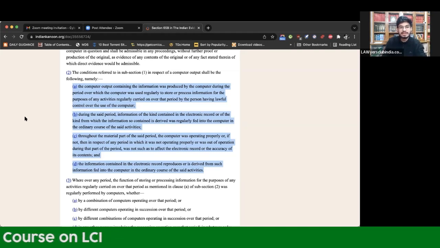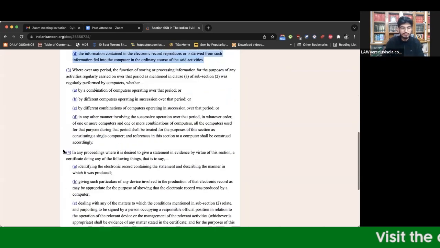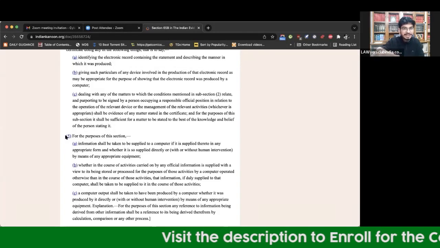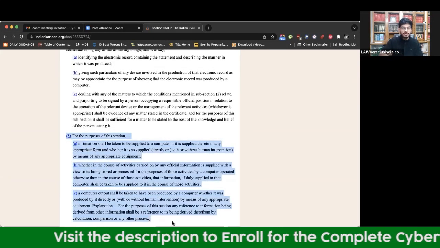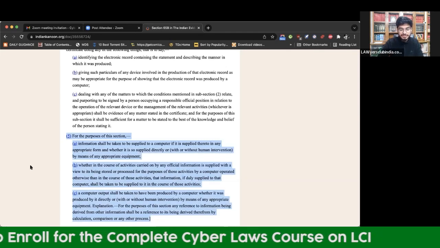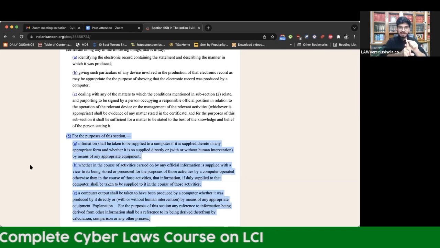From here, I would like you to jump right to clause 5. Because we were talking about accuracy and the kind of intervention that can take place, that is being talked about in clause 5. So this becomes very important. It says that the information was in appropriate form, first thing.